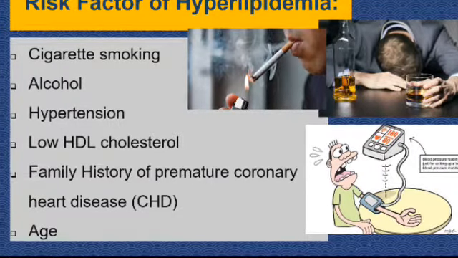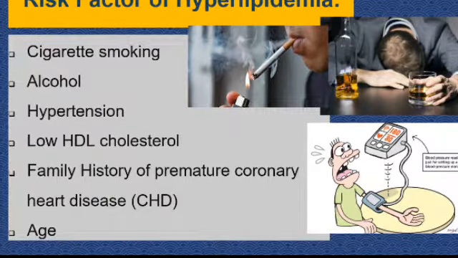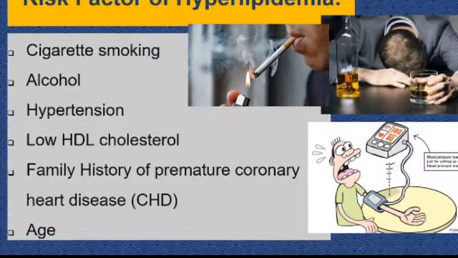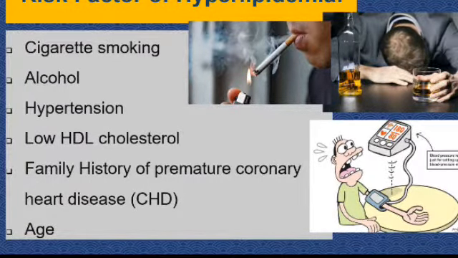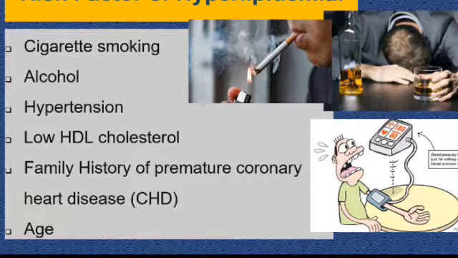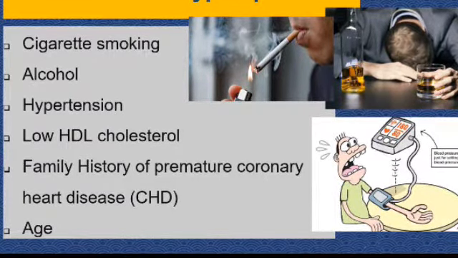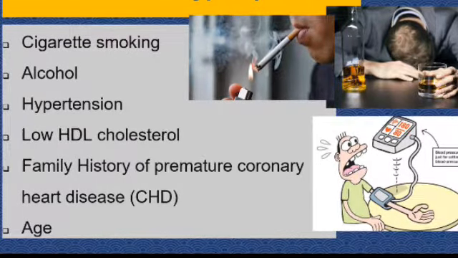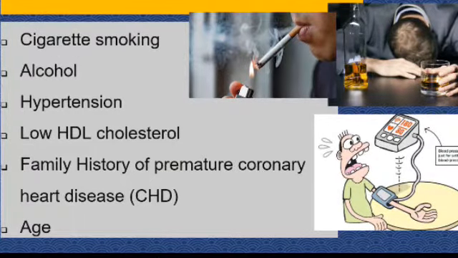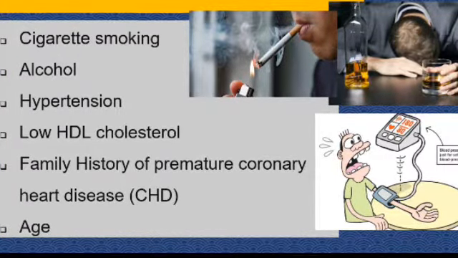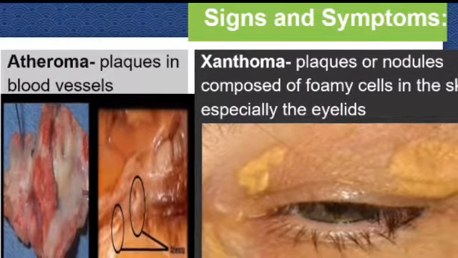Third is hypertension or high blood pressure, having blood pressure above normal, which is 180 over 20 millimeters of mercury. Fourth one is low HDL cholesterol. Fifth is a family history of premature coronary heart disease. And the last one is age. Men aged 45 years or older and women aged 55 years or older are at higher risk of high cholesterol and heart disease.